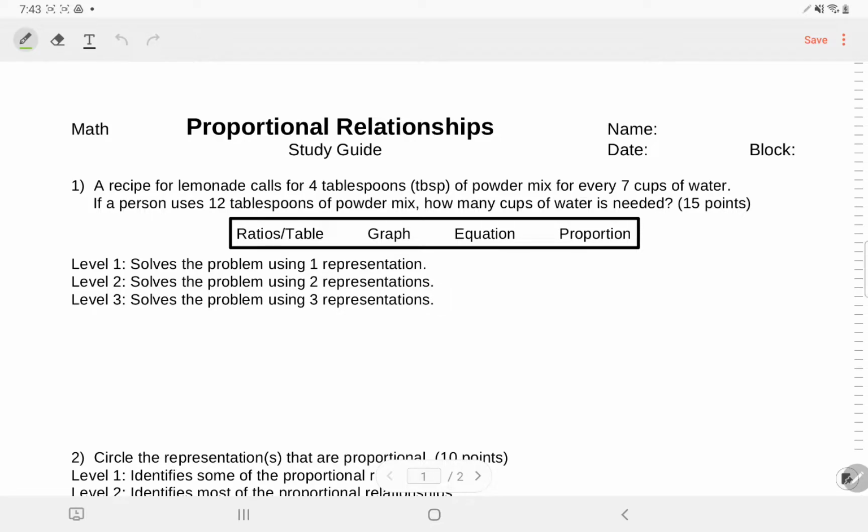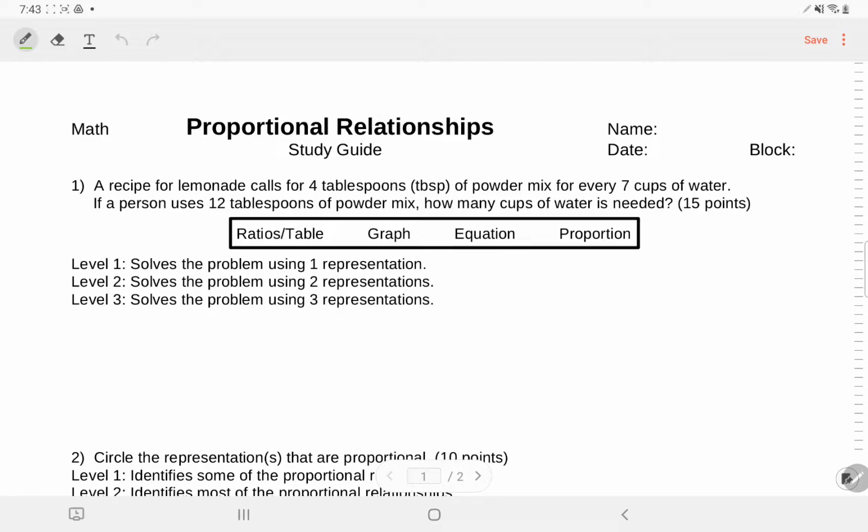As you can see, level 1 is showing solving the problem using 1 representation. Level 2 is involving 2 representations, and level 3 is 3 representations. Let's go through each representation so that you can see how to do it. We'll start with ratios and tables.